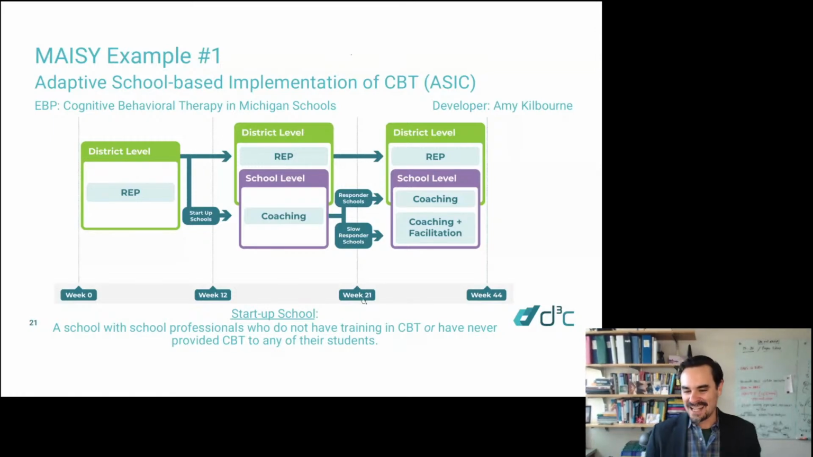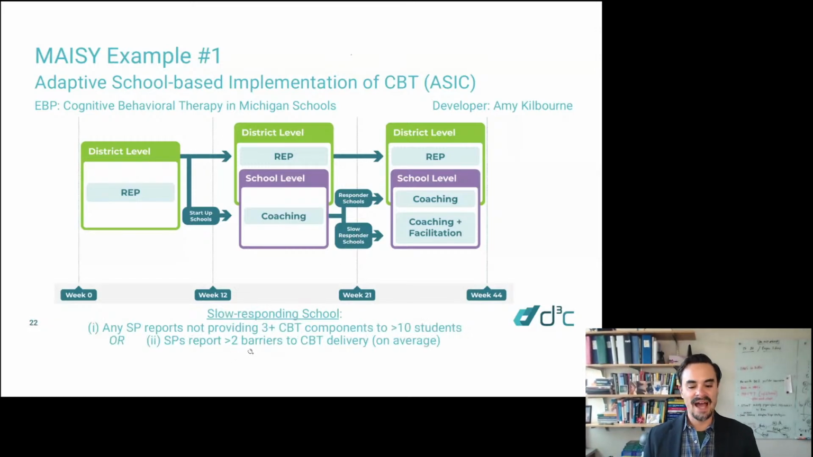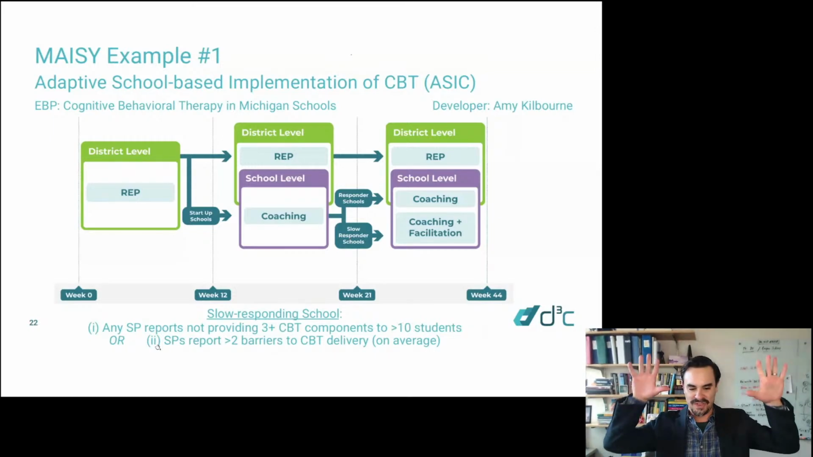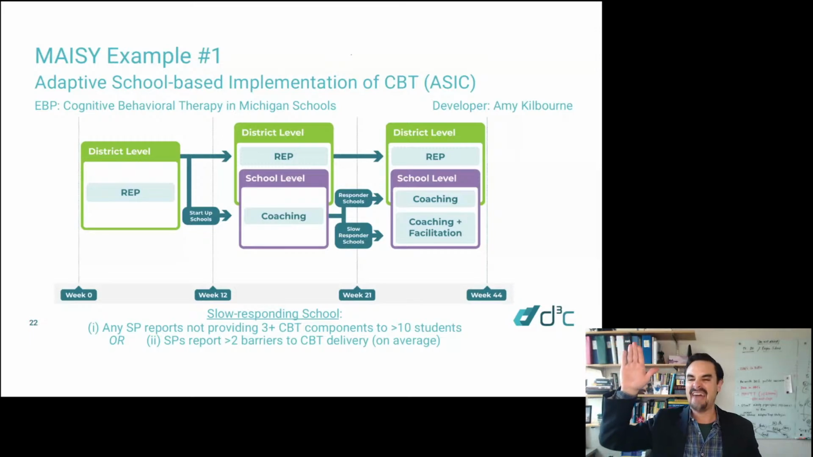Then at week 21, remember, the implementer's monitoring these schools. And at week 21, we happen to know something about whether a school is an early responder or a suboptimal or slow responding school. And down here at the bottom, I've defined what that means. A slow responding school is a school in which any one of the following two things happen. Either any of the SPs, school professionals, report not providing 3 or more components of CBT to greater than 10 students. And that's a very low bar. Like, if you're not doing that as a school professional, you're really not doing much. And we know that from prior literature. We knew where to put these cutoffs in terms of, we know that the demand for CBT is much higher than this. So this is considered a low bar.